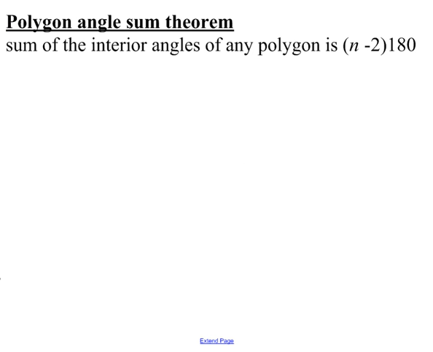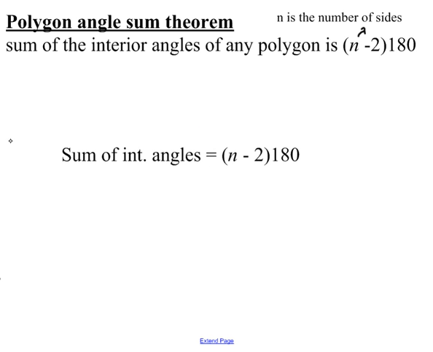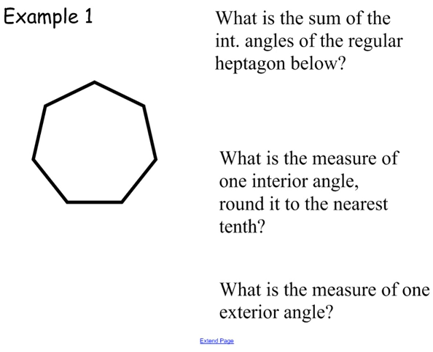Okay, so the polygon angle sum theorem says that the sum of the interior angles of any polygon is n minus 2. N simply stands for the number of sides. So we could say that the sum of the interior angles of a polygon is equal to n minus 2 multiplied by 180. So let's look at an example.